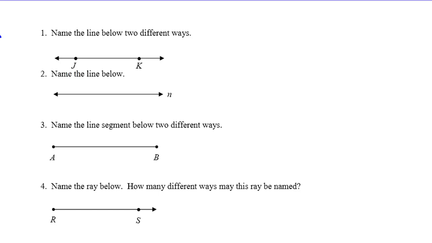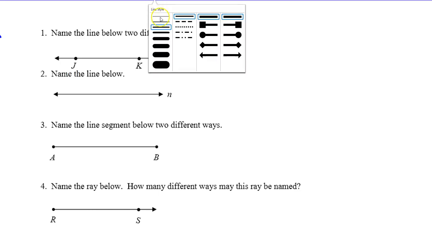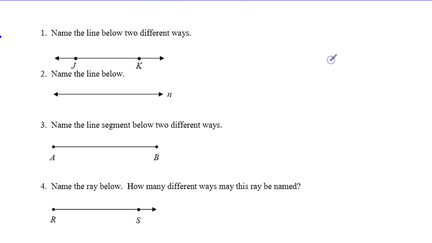All right, let's go through some practice here. See if we can zoom this out pretty quick. Name the line below in 2 different ways. Okay, so let me get my pen here. Let me get it so it's not quite as thick. I think that'll help me write a little bit better. So, name the line below in two different ways.